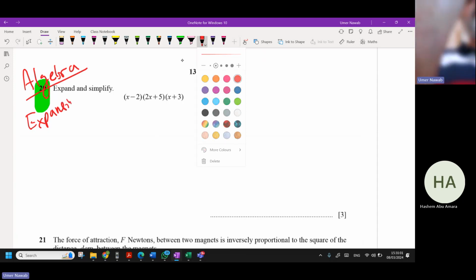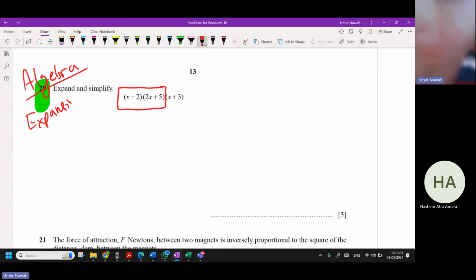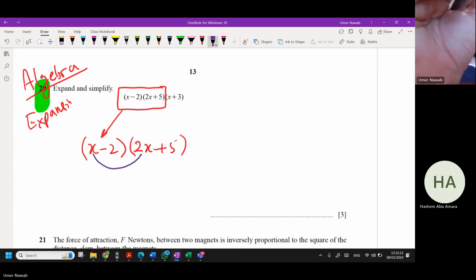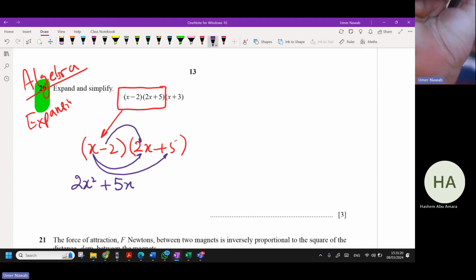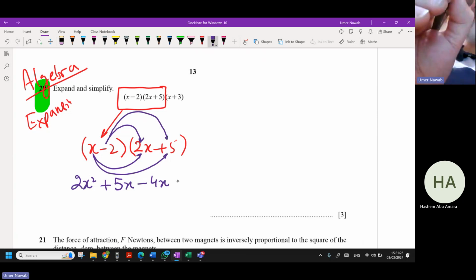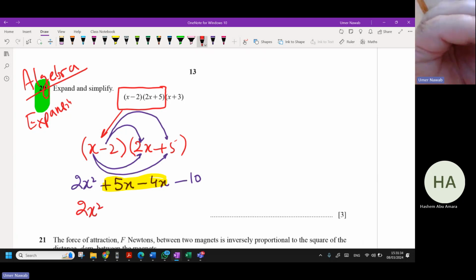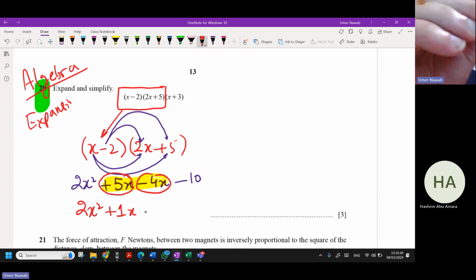I'm going to pick two brackets, and I'm going to multiply them first. So x minus 2 multiplied with 2x plus 5. Okay, so do it step by step. x times 2x is 2x squared. x times 5 is 5x. Minus 2 times 2x is not 4x, it's minus 4x. Minus 2 times 5 is minus 10. Now, 5x and minus 4x are like terms, so I need to combine them. So 2x squared as it is, plus 5x minus 4x is plus 1x, and minus 10, you copy as it is.